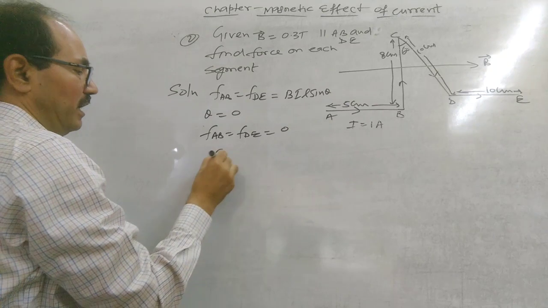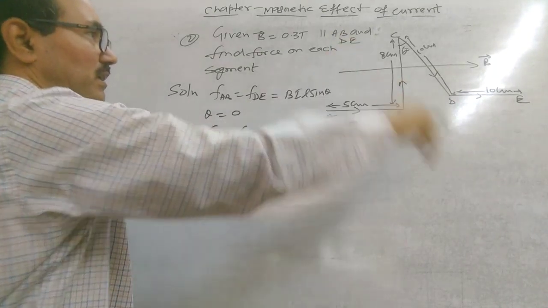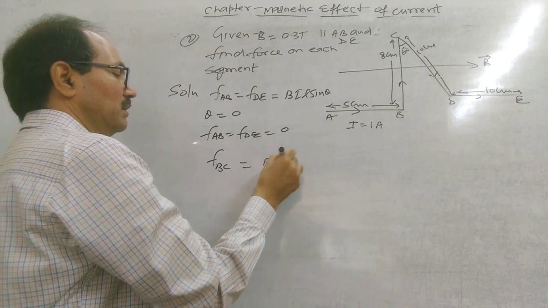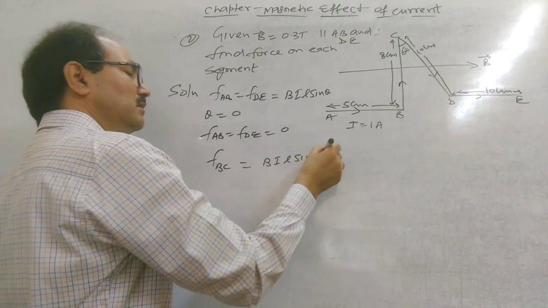Now, force on side BC segment पर force चाहिए, तो this is BIL sin 90.